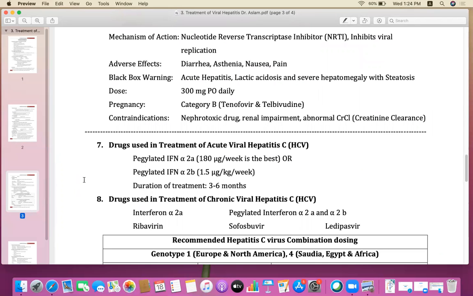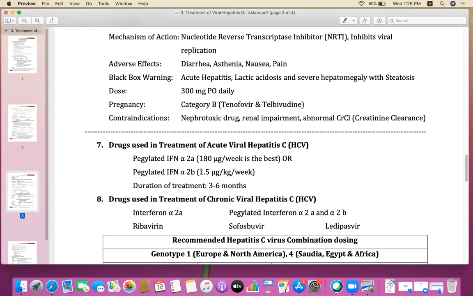The drugs used in the treatment of acute viral hepatitis C. Now, this was up to B. Now what about C? You can use pegylated interferon alpha 2A or alpha 2B in the treatment of acute viral hepatitis C. What is the dose for pegylated interferon alpha 2A? Near about 180 microgram per week is the best one. Or if you are using alpha 2B, 1.5 microgram per kg per week.